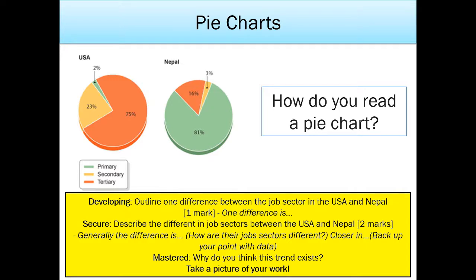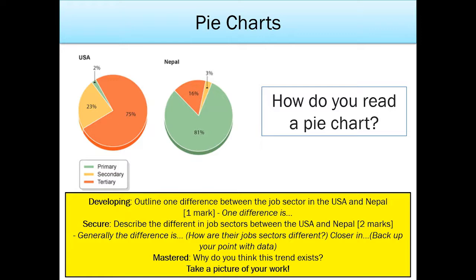So closer in, I can see that the difference between the primary sector in Nepal and USA is this, the difference between the tertiary sector is this and this. Okay, so you're going to tell me the actual difference. You're going to take away each number from each other so you can see the actual difference.